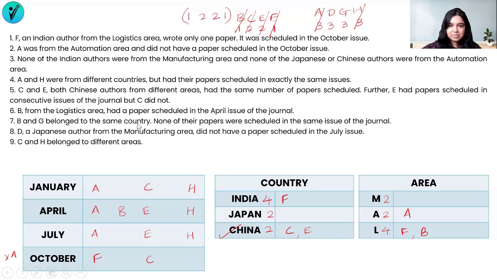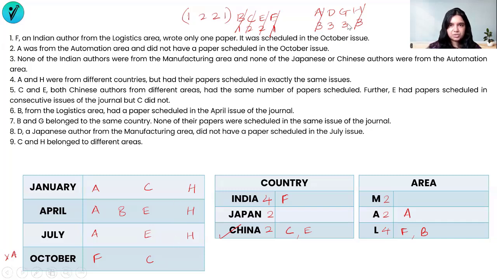B and G belong to the same country. None of their papers were scheduled in the same issue of the journal. Do we know which country they belong to right now at the moment? Not yet. None of their papers were scheduled in the same issue of the journal. Okay, so B and G are not publishing in the same issue.